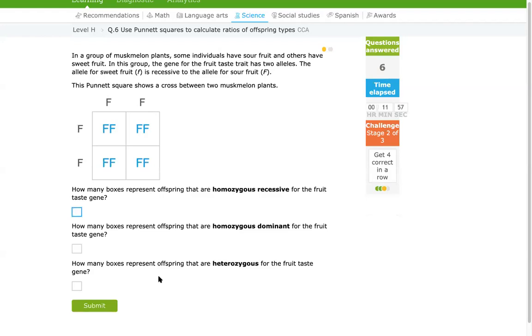I just want to point out real quick before you read this, and please write this down in your journal because this is important. Homozygous recessive means two lowercase letters. This is homozygous recessive, that's going to be ff. Homozygous dominant means two of the same capital letters. So that's going to be capital F, and anything that's heterozygous is going to be two different types of letters, so an uppercase letter and a lowercase letter. Keep that in mind.